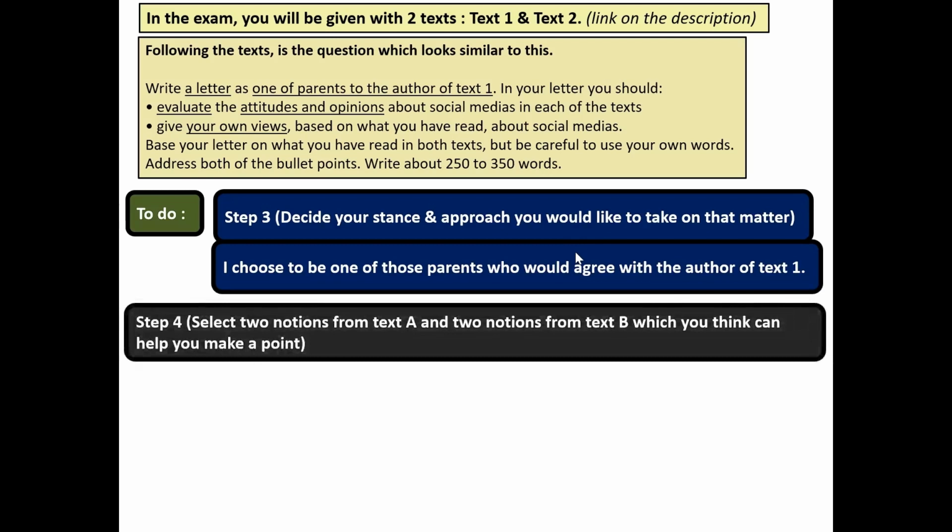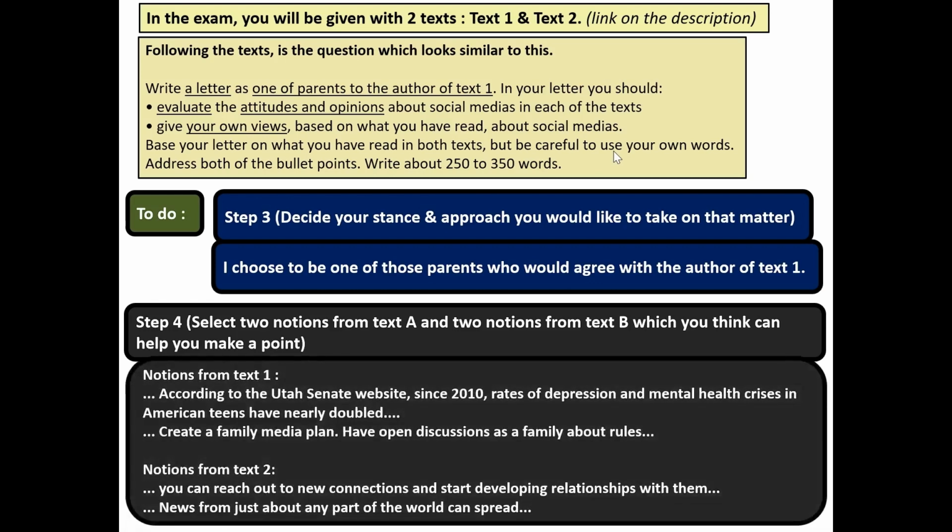Next, step number four. Select two notions from text A and two notions from text B, which you think can help you make a point. Okay, so for example, like this, if my position right now would agree with the author of text number one, which is slightly against social media, I will choose some of the ideas that will help me express my disagreement with using social medias, for example. Okay, so here, if this is my position, ideally, I will go with these notions.